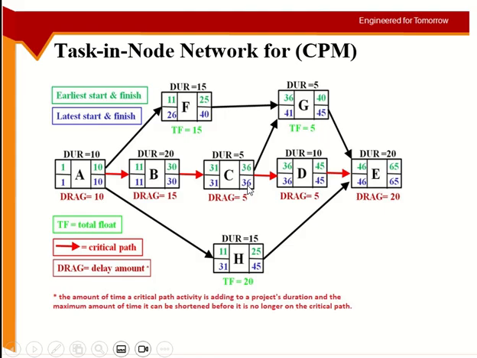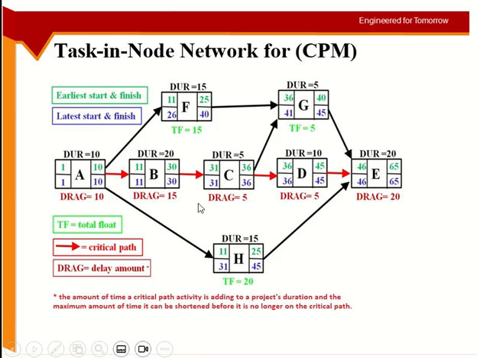Okay, if I go to the next one, here duration and drag are the same, no compromise here. Here, if I look at duration 10, I have other parallel activities, and this one has a duration of 5. So if I shorten this to 9 or 8 or 7, it is still more than 5, so it will remain critical. But if I make it less than 5, then that one will become critical, because I have to keep the longest duration activity in the path.